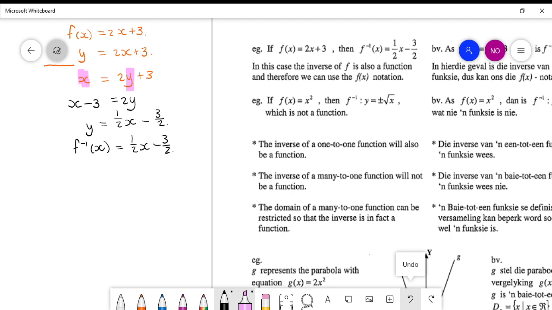Okay, good. So that's an easy one because a straight line is a one-to-one function.